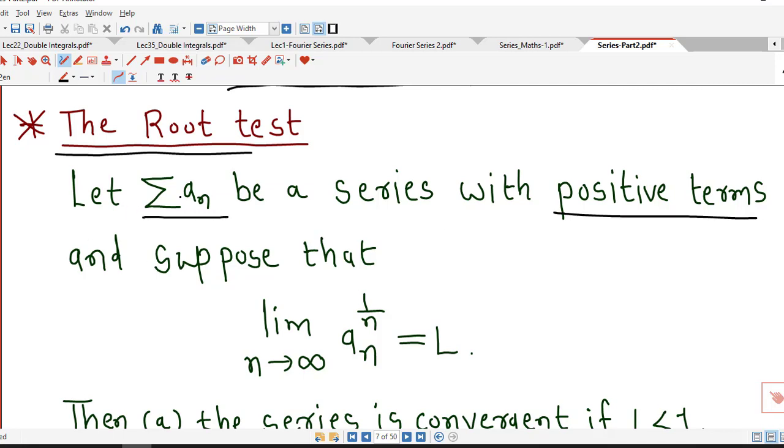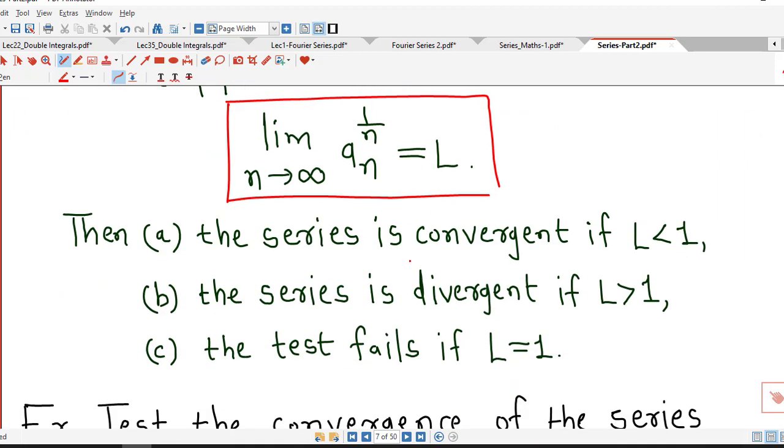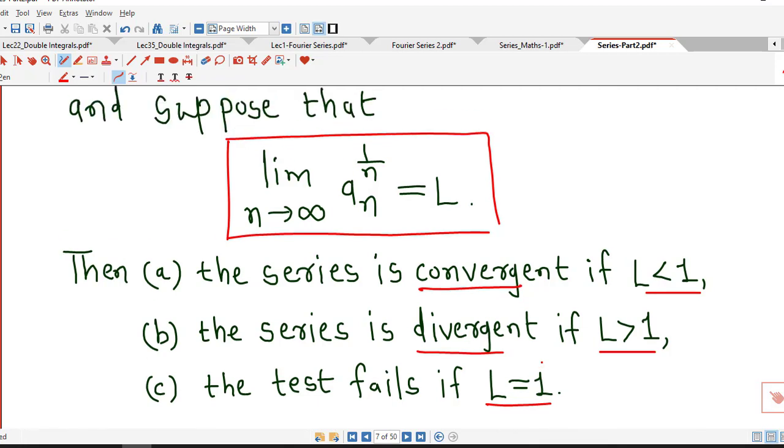Suppose sigma a_n is a series with positive terms, and suppose that the limit of nth root of nth term, that is the limit of (a_n) power 1 by n, is say capital L. Then if this limit is less than 1, the series is convergent. If the limit is greater than 1, the series is divergent, and the test fails if L equal to 1.